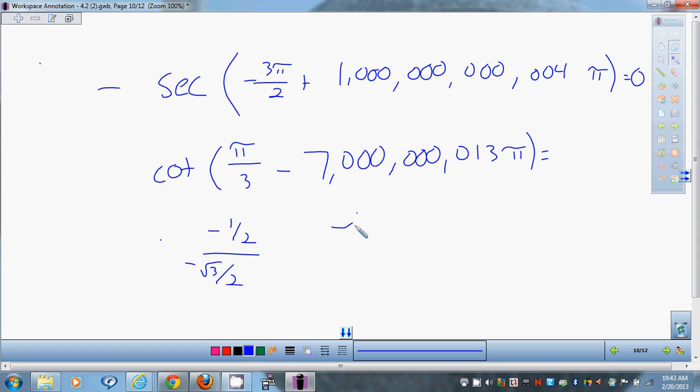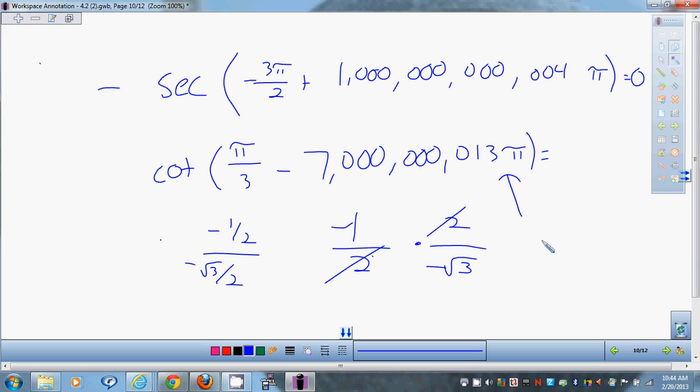Times... the 2's are going to cancel. The negatives are going to cancel. So actually it will end up being positive. Justin, I don't know if that's what you were referring to. So positive 1 over radical 3, which would turn out to be radical 3 over 3 when you rationalize it. Very good.